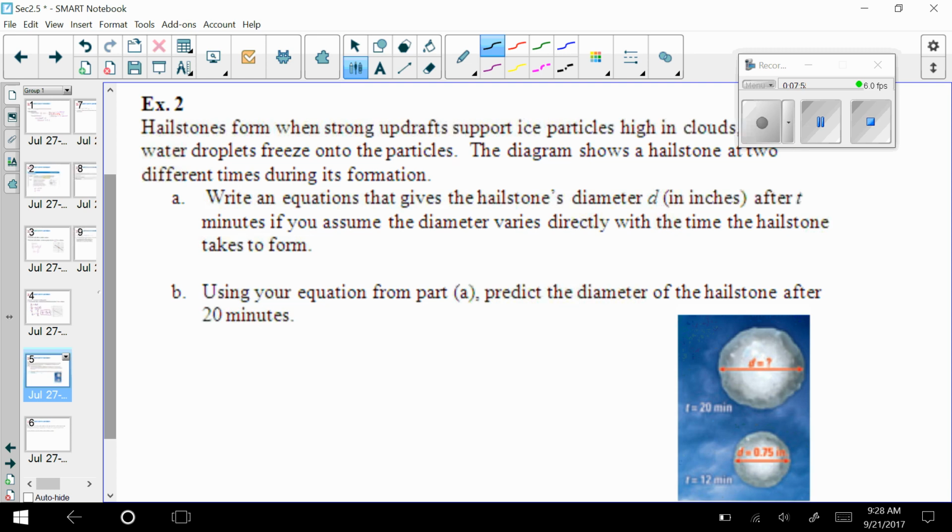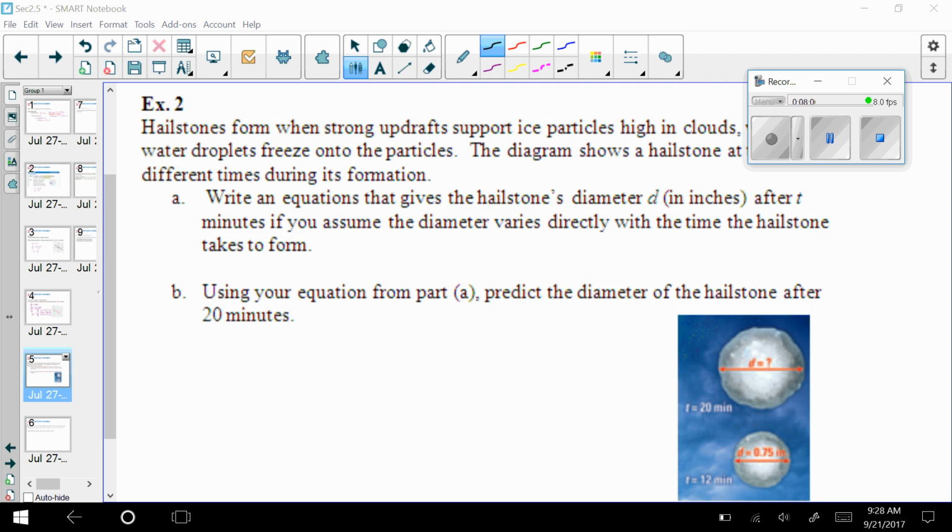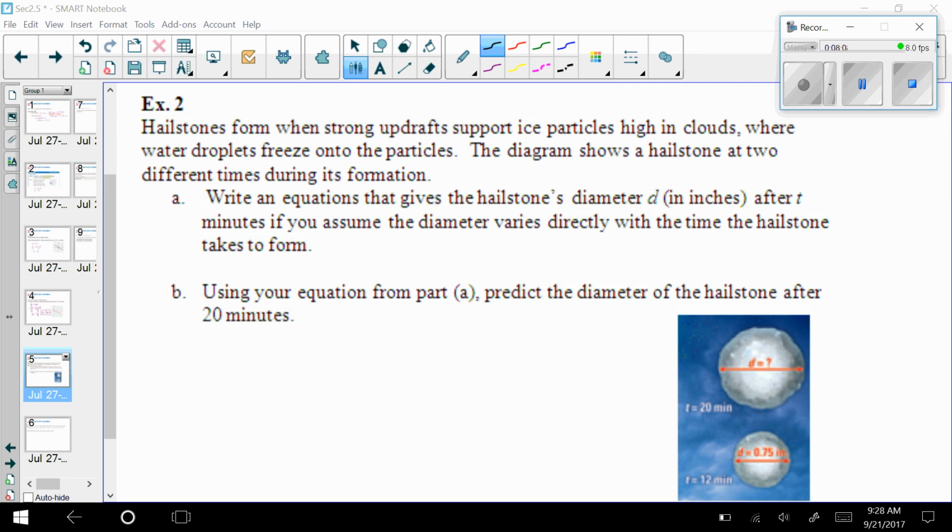So now using direct variation models for word problems, or more complex story problems. In this example, and on your guided note sheets, it's a little fuzzy, but you can follow along with the diagram on your screen. It says hailstones form when strong updrafts support ice particles high in clouds where water droplets freeze onto the particles. The diagram shows the hailstone at 2 different times during its formation. So here's at 20 minutes, and here is at 12 minutes.